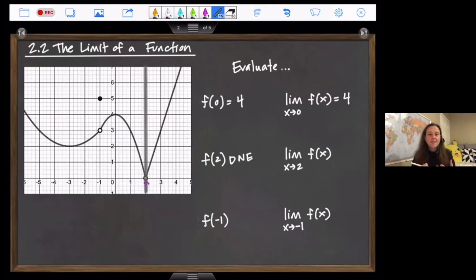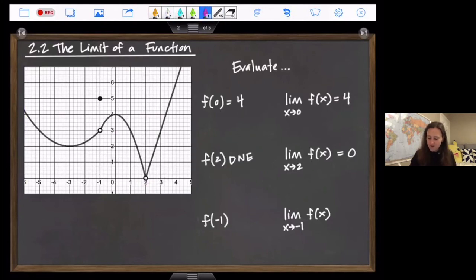If you ignore what's actually happening at x equals 2, the y coordinates in the neighboring values are telling you that the y coordinate is headed for 0. So the limit as x approaches 2 of f of x is equal to 0. All right, let's move on to the most complicated part of this graph over at -1.